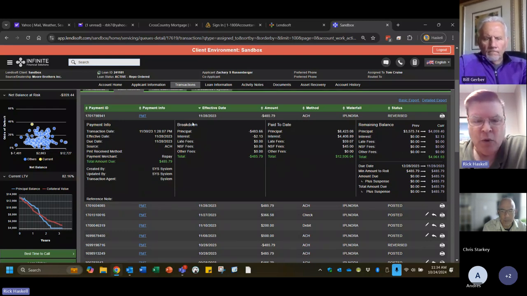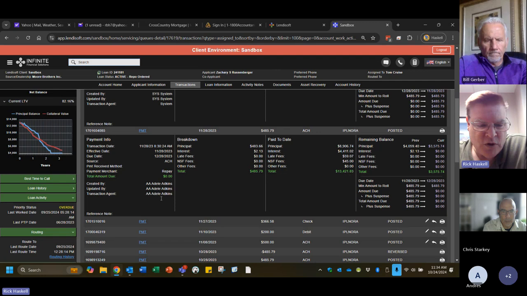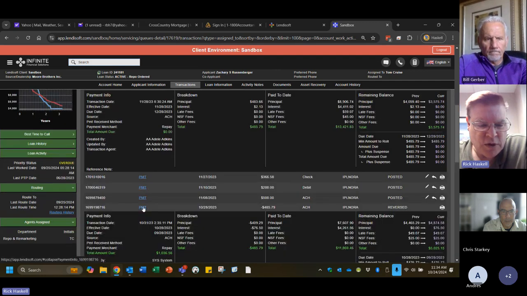So you'll see the waterfall breakdown of the principal and the interest, how much went to principal, how much went to interest, late fees and such, paid to date. You see a before and after on all the waterfall components on this particular transaction. You can open up multiples at the same time. Sometimes you're trying to figure out something about a payment history, and you can just expand these or shrink these as you go.